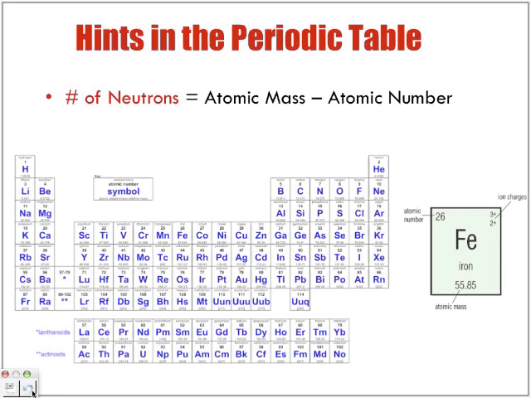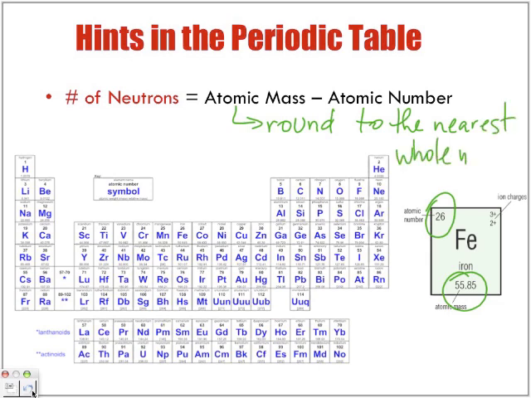So, some more hints of the periodic table. The number of neutrons is equal to the atomic mass subtracted by the atomic number. So, we have the atomic number, we have the atomic mass. Whenever we're doing this calculation for the atomic mass, round to the nearest whole number. So, with this example, 55.85, the nearest whole number is 56. And this represents, remember as we said, AMU, atomic mass units. So, that's the atomic mass. We subtract the atomic number, which is 26, which will give us 30 neutrons.